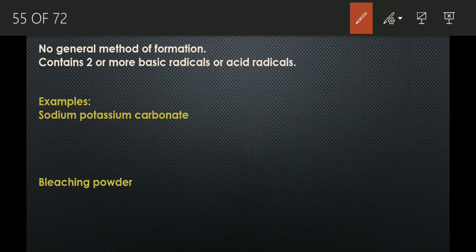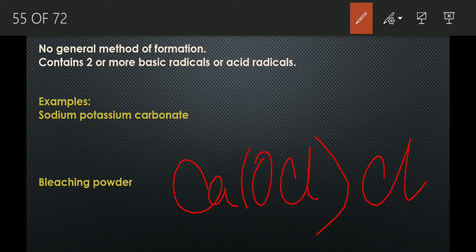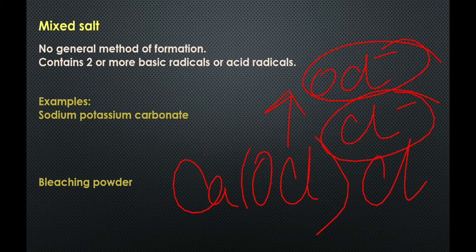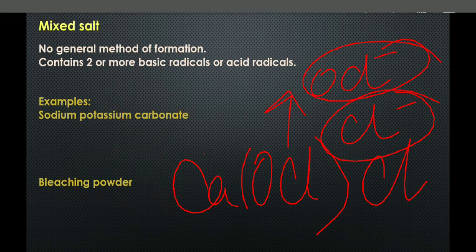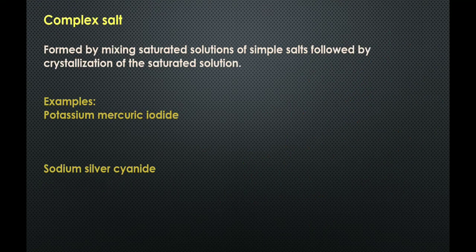So in this particular mixed salt, two basic radicals are present. And in case of bleaching powder, whose formula is CaOCl2, see here, OCl- and Cl-, two negative radicals are present. That means two acid radicals are present, and the criterion is that a mixed salt can either contain two or more basic radicals or it can contain two or more acid radicals. Sodium potassium carbonate consists of two basic radicals and bleaching powder consists of two acid radicals. Clear?